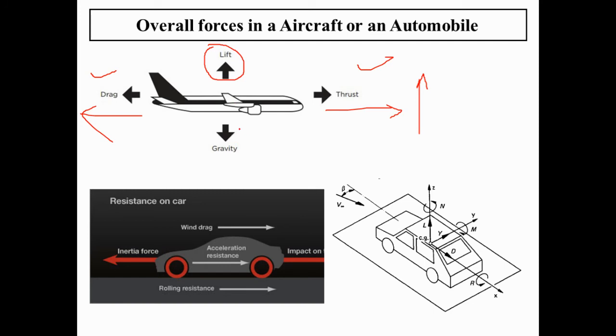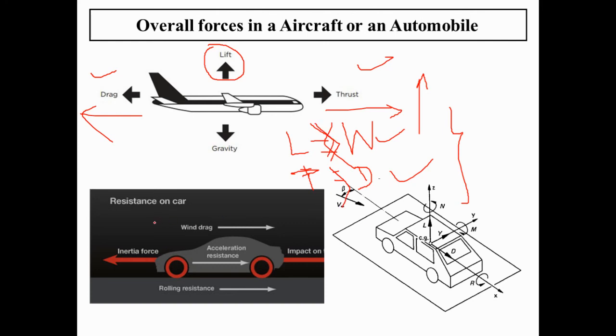If lift is equal to the weight and thrust is equal to the drag, we call this a steady flight condition. When you want to lift the aircraft, obviously you should get more lift force than the weight force, and more thrust force than the drag force.